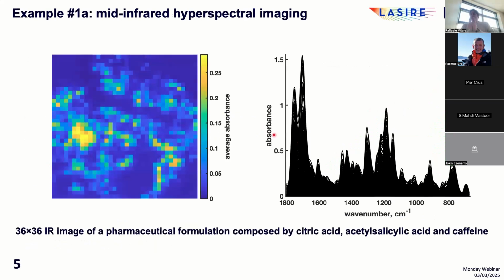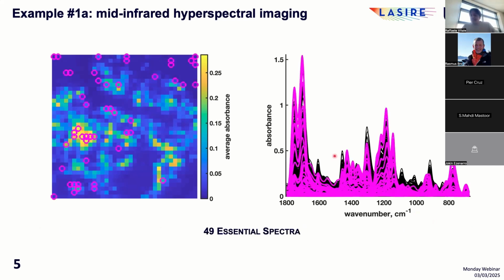Now, let me give you an example of what is possible to gain in these terms by archetypes identification and selection prior to unmixing. Here you have a mid-infrared hyperspectral image of a pharmaceutical powder sample containing a mixture of three different compounds, citric acid, acetyl salicylic acid, and caffeine. And this is the representation of the reduced number of essential spectra, to be precise, 49, selected as shown before, together with their respective pixel locations.